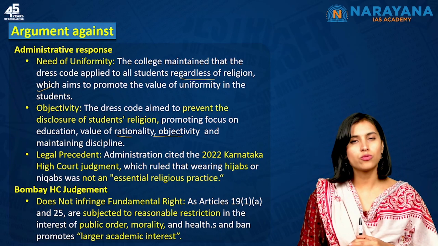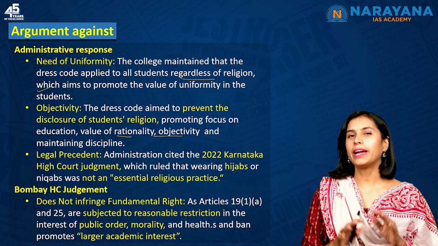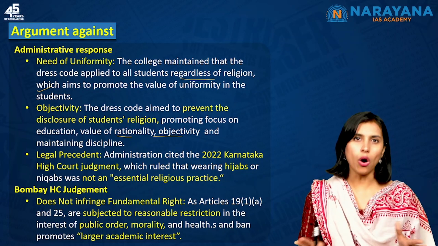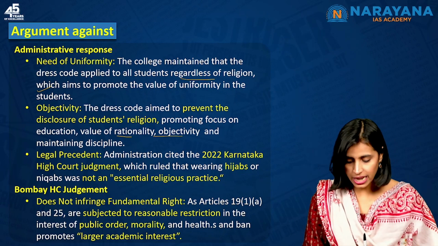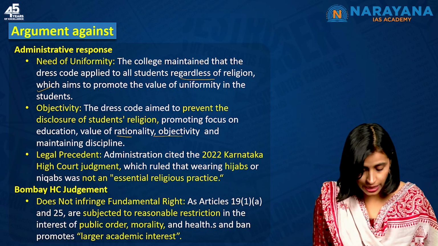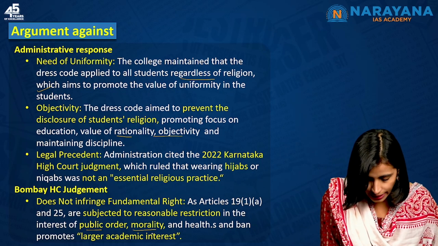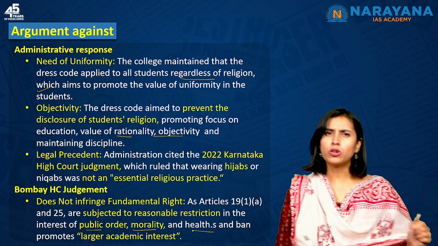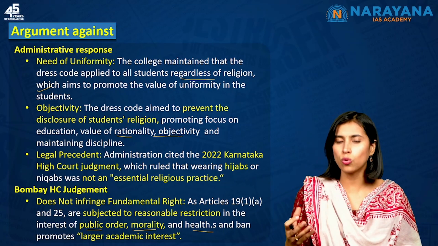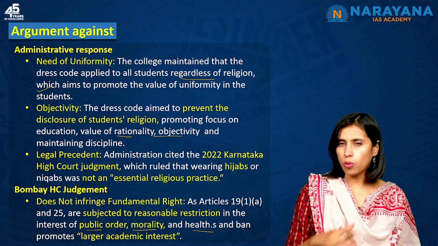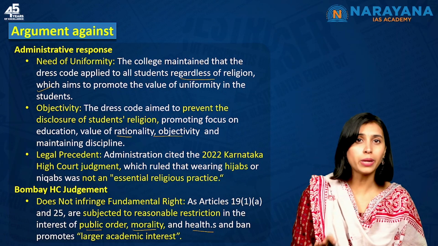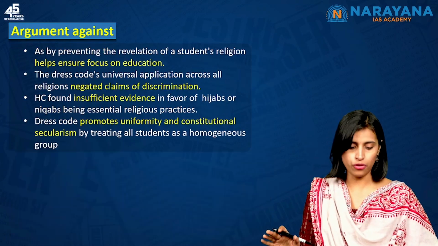The second argument comes from the Bombay High Court, which says that by doing so, they are not infringing on the fundamental right of any community or individual, because Article 19 as well as Article 25 are subject to reasonable restriction in the interest of public order, morality and health. And thus, to promote the larger academic interest, to promote rationality, objectivity and uniformity, the school has every right to impose such a ban. It's not an absolute right. Article 19 and Article 25 are not absolute rights. This is what you're going to remember over here.